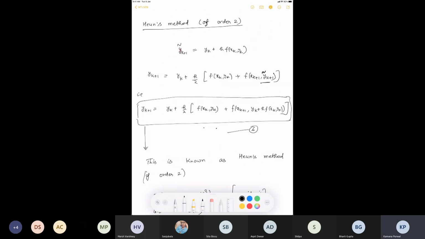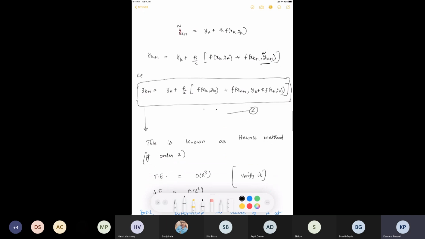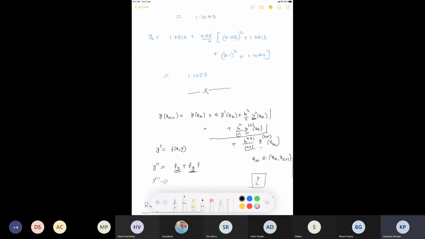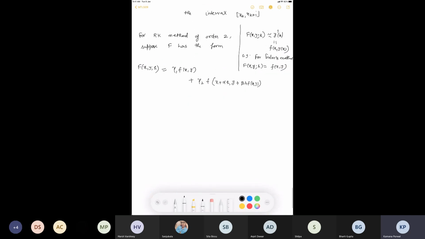It's a similar way to what we have in Heun's method, where we have f of x_k, y_k plus f of x_{k+1}, y_k plus h times f of x_k, y_k. In particular, I'm just taking general constants here. Instead of the 1/2, I'm taking gamma 1 and gamma 2. Alpha was 1 in the case of Heun's method, and beta was also 1. So I've just taken a general form of what we have in Heun's method.